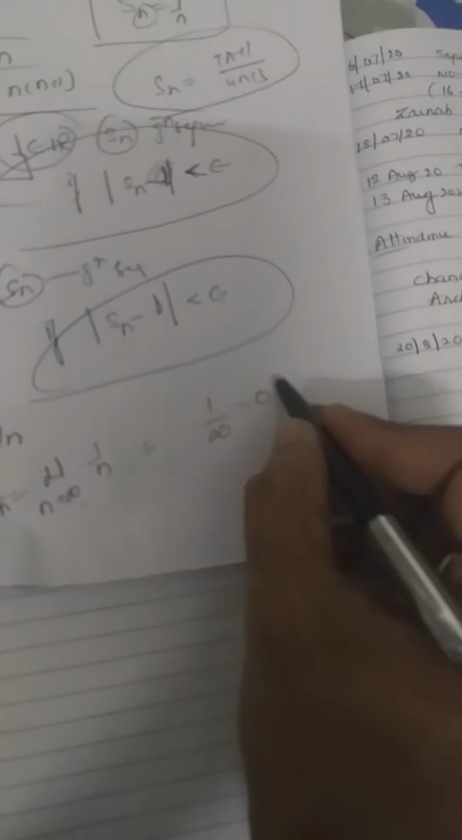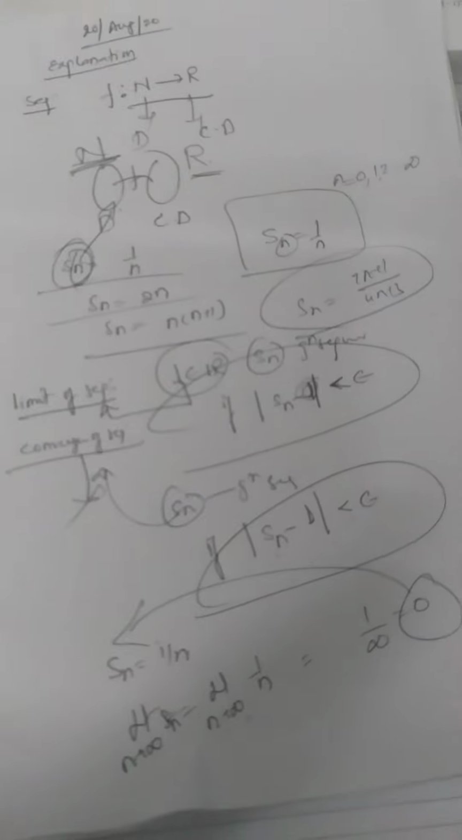The limit of Sn is equal to limit n tends to infinity. What is Sn here? 1 by n. Substitute the value n tends to infinity: 1 by infinity is 0. Therefore the limit of the sequence is 0. This is one example. We'll discuss a number of examples later on.